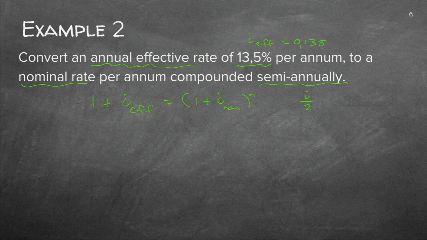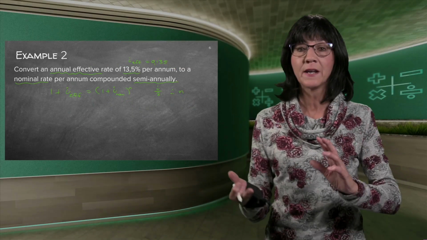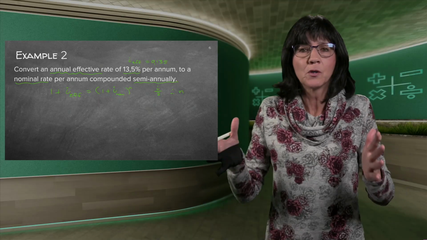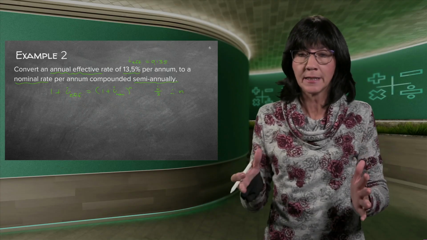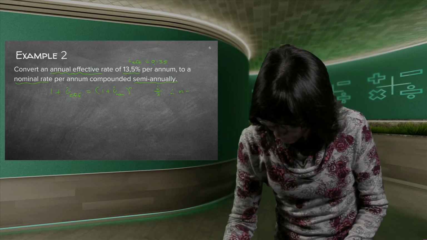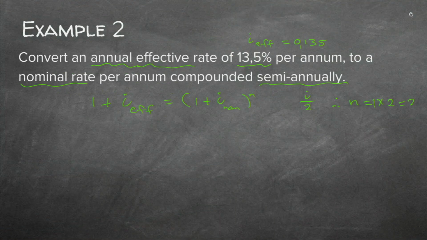But if I do that, immediately the I and the N go together. N, remember what we said? If we change from effective to nominal or nominal to effective, you always do it for 1 year because the bank always charges you per annum. That means per 1 year. So it's 1 year, but now I need to multiply it by 2, which gives me 2 because it's semi-annually.